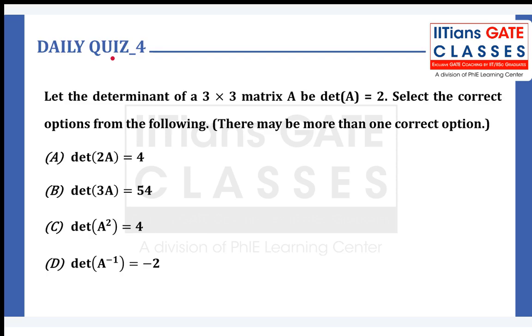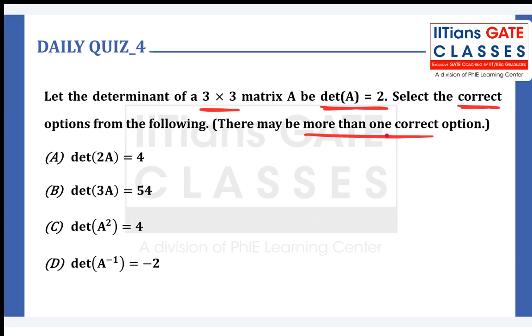This is the question where they have given you a 3x3 matrix whose determinant is 2, and you have to select the correct options. Again, more than one correct possibility is there. And since all of the options involve calculation of determinant, you are supposed to remember the properties of determinant of a matrix. We have discussed that extensively in our regular classes.